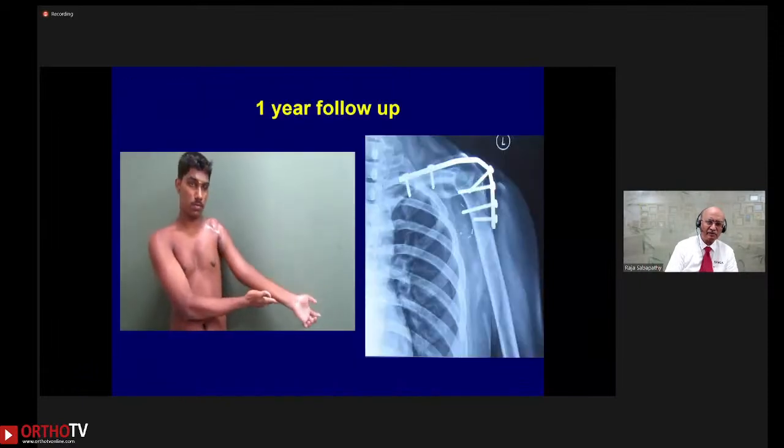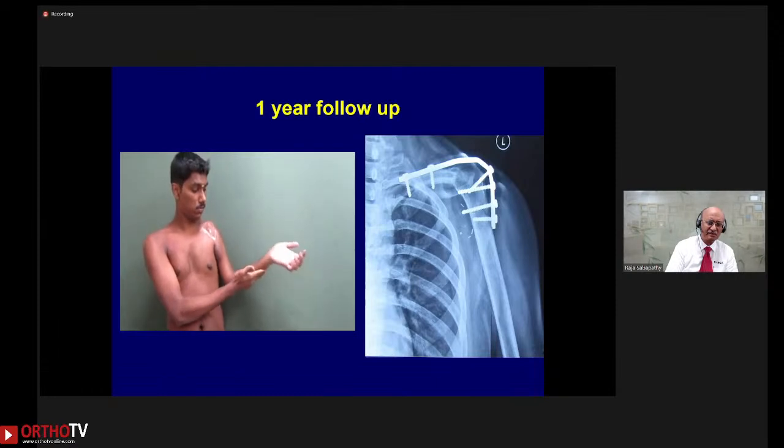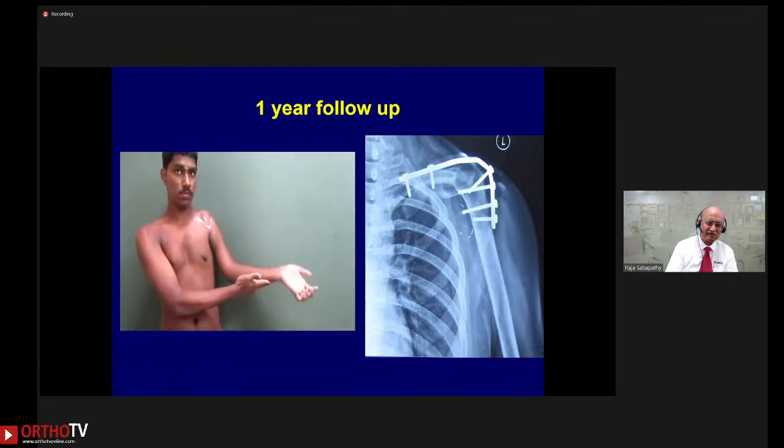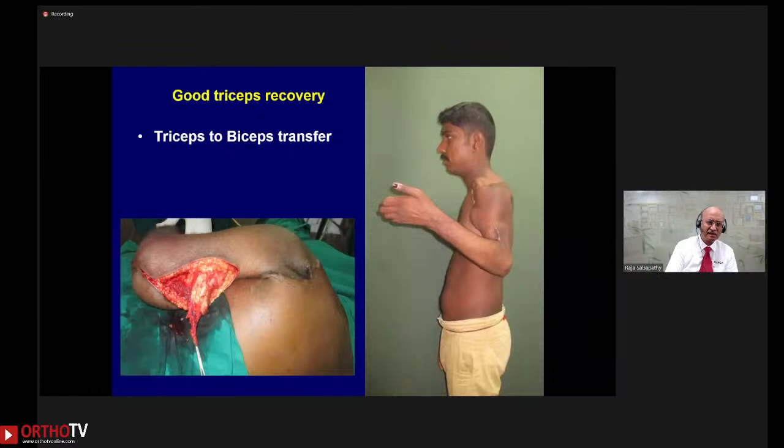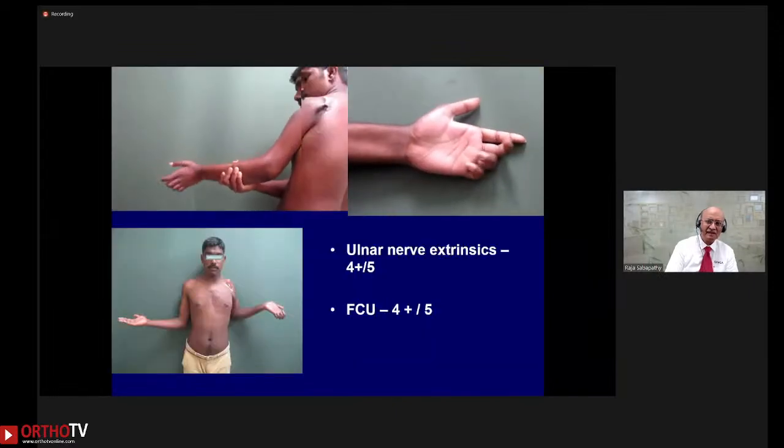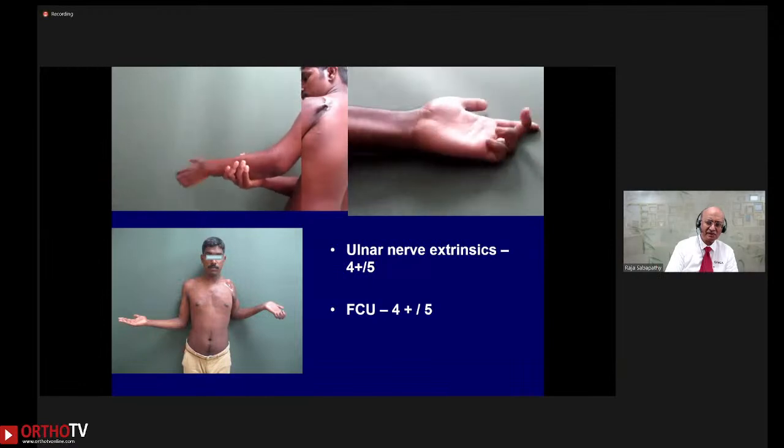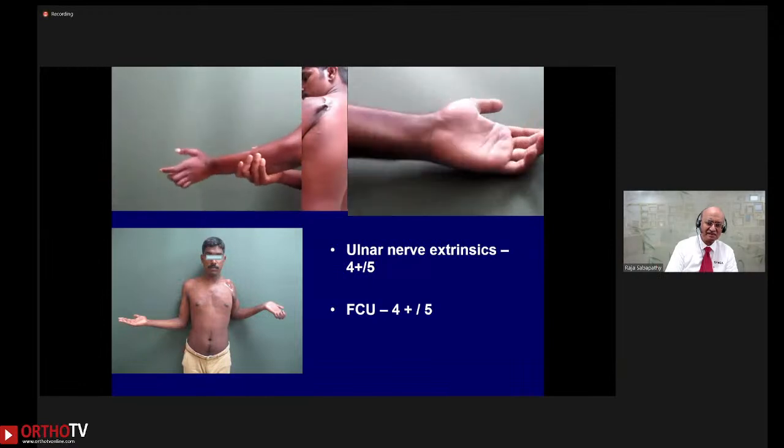At 1 year follow-up, because the radial nerve has started recovering well, he has got a good triceps. He's got a very good triceps. What we did was triceps to biceps, so that flexion is good. And you see, the ulnar has now recovered very well.